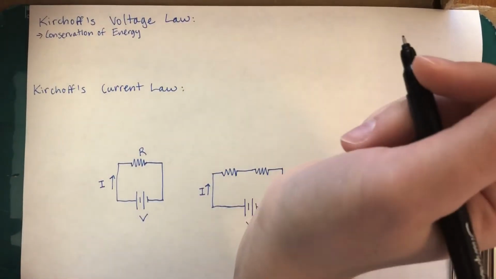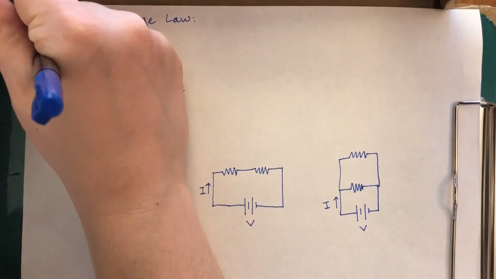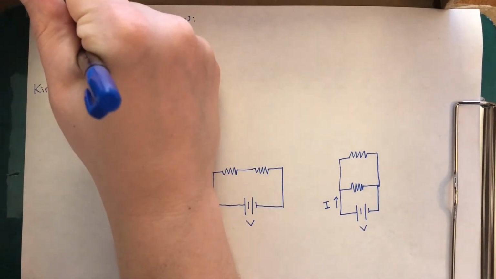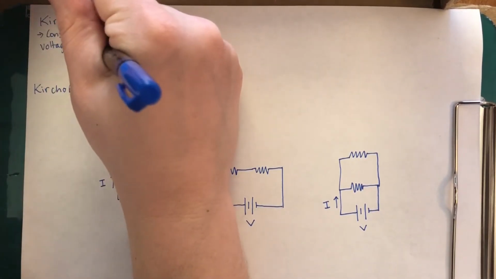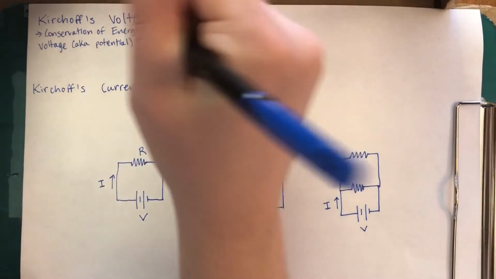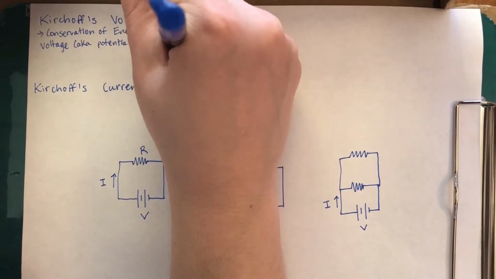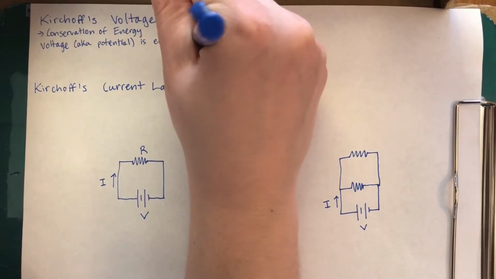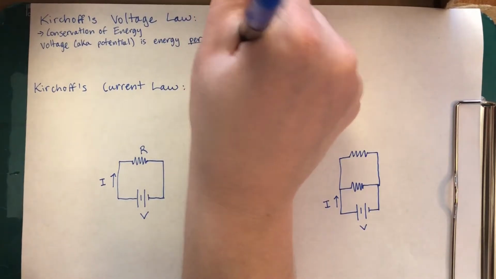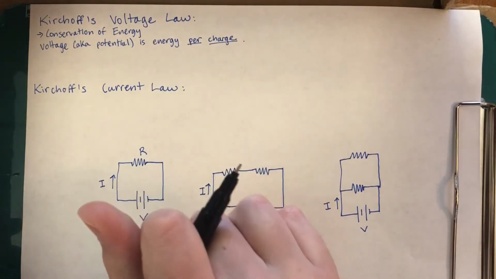You might remember that voltage, aka potential, is energy per charge. That's its relationship to energy in the magic square.